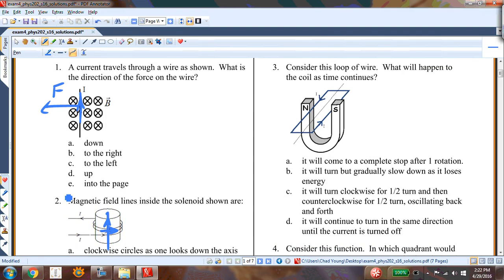Consider this loop of wire. What happens as time continues? Well, it's going to turn clockwise for a half turn and then counterclockwise for a half turn. We can consider just this side where the current is into the page and the magnetic field is in this direction. So current into the page, magnetic field, that gives us a downward force. So to have a force that's down on this side and a force that's up on this side, initially causing it to turn clockwise, but when it goes around a half a turn, it's going to turn back the other direction.